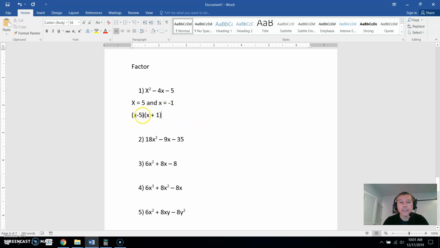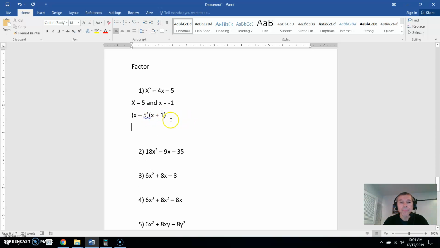And you can confirm that this is, in fact, the answer to the problem, because you can multiply these back together. If you FOIL them together, the x times the x is x squared. So I'll just show you that this is the right answer. And then you have to take the x times the 1, well that's plus 1x or just plus x. Negative 5 times x is minus 5x. And then minus 5 times 1 is minus 5.